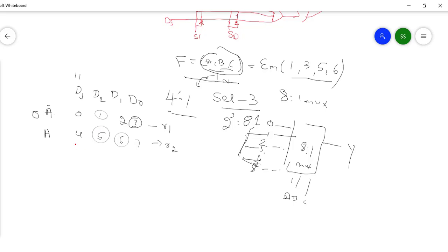Now what happens in this case? If I take 0 and 4, both are 0 values, that means not selected, yes or no? So here this is 0. Next, when you take 1 and 5, both are selected, so we can call this 1, because A bar and A get cancelled. If you go with 2 and 6, 6 is selected, 2 is not selected.